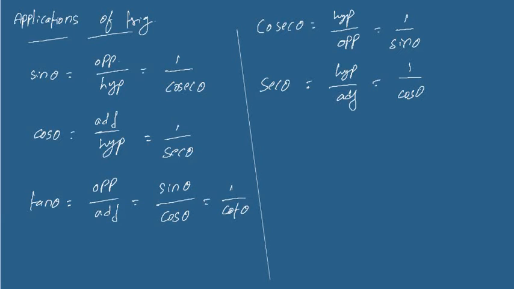Say cot theta is equal to adjacent by opposite. That is equal to cos theta by sin theta, which is equal to 1 by tan theta. Okay, this we have seen.